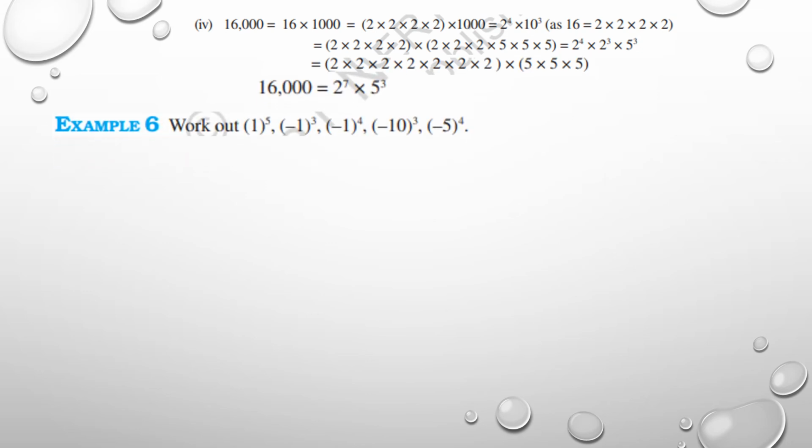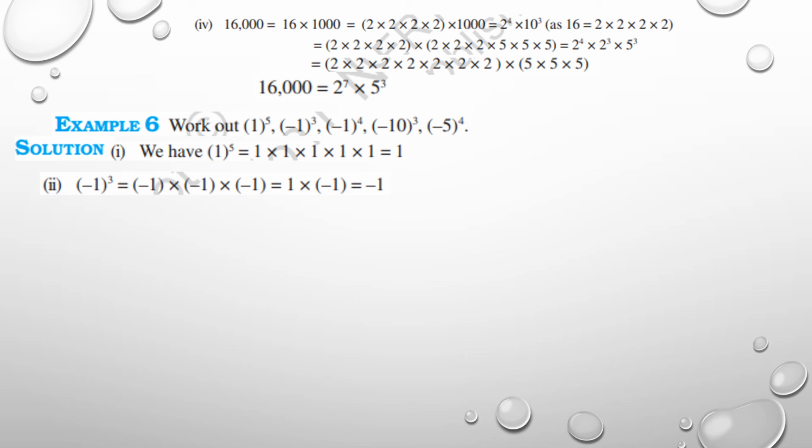Example 6. Work out 1 raised to the power 5, negative 1 raised to the power 3, negative 1 raised to the power 4, negative 10 raised to the power 3, and negative 5 raised to the power 4. First question, 1 raised to 5. You know that if you multiply 1 five times, you will be getting the same number 1 itself. Therefore, 1 raised to 5 is equal to 1 itself.